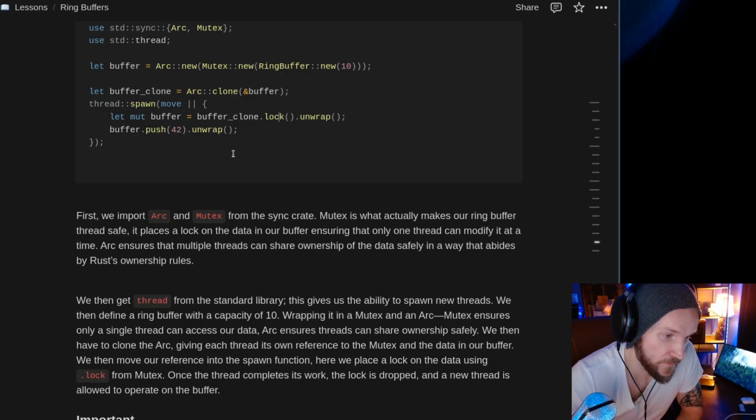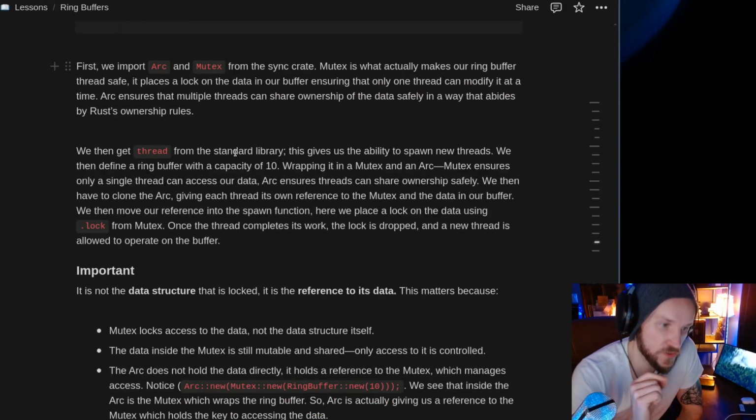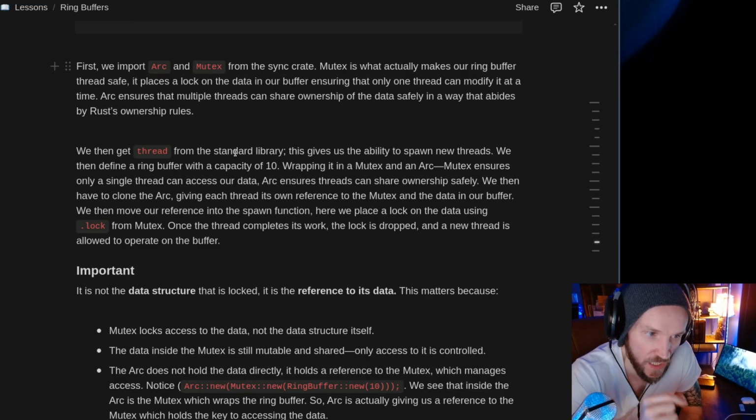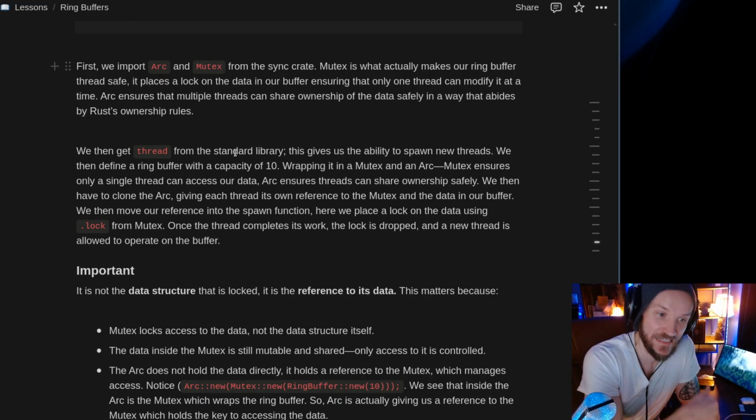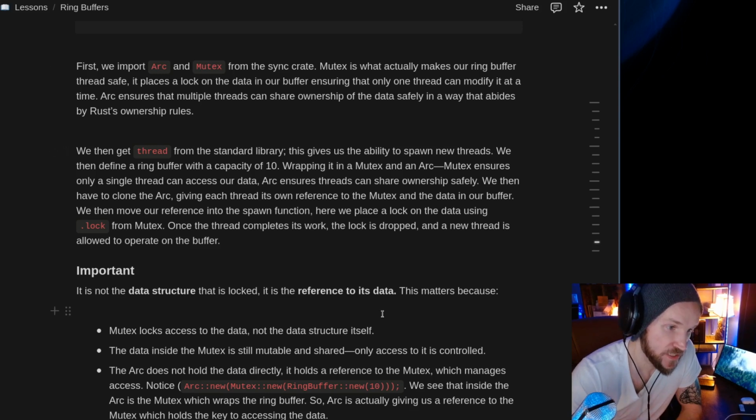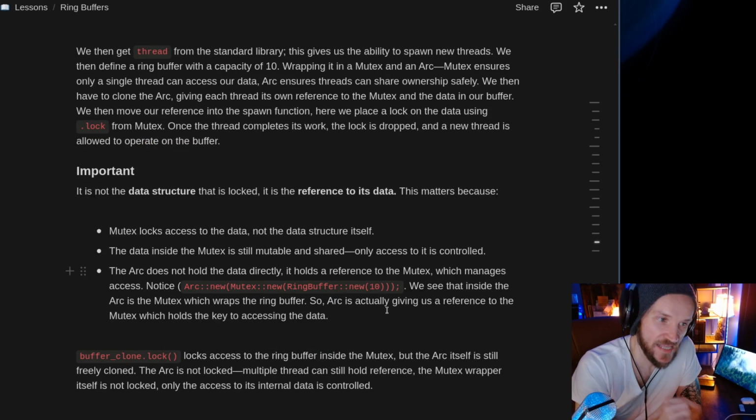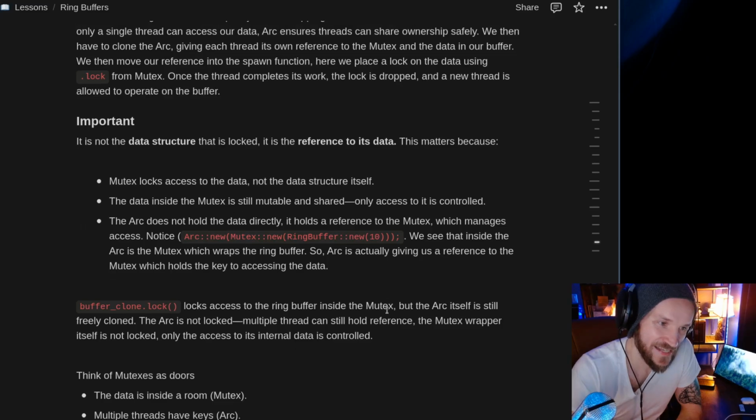Okay, now it's important to remember that it's not the data structure itself that's being locked, right? It's the reference to its data. So this matters because mutex locks access to the data, not the data structure itself. The data inside the mutex is still mutable and shared, it's only access to it that is controlled. And so an ARC does not hold the data directly. It holds a reference to the mutex, which manages access.